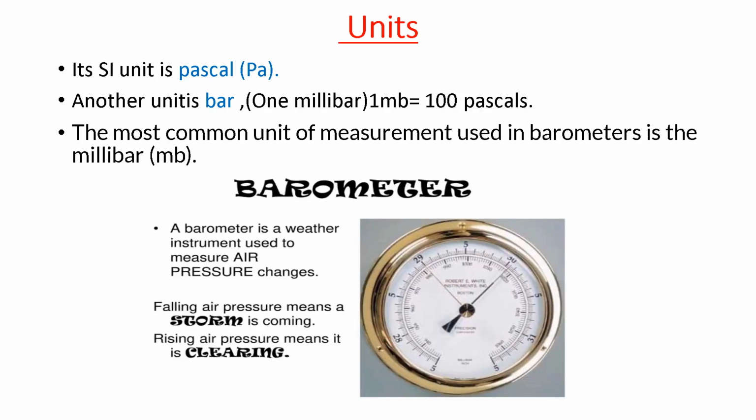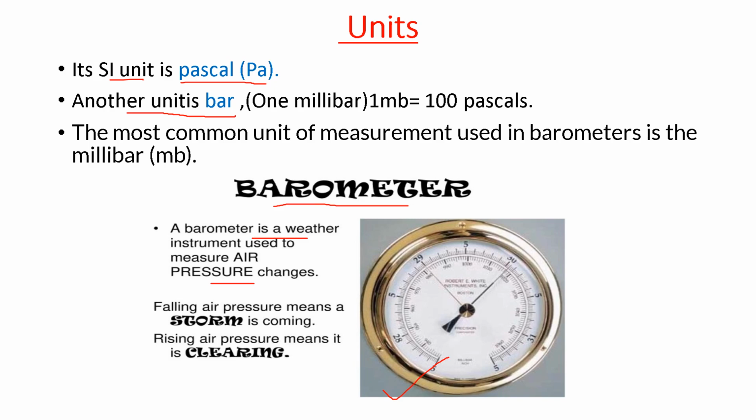Let's move to the units of atmospheric pressure. The SI unit of atmospheric pressure is the Pascal, denoted by Pa, capital P and small a. There are other units, such as bar. The device commonly used for measuring atmospheric pressure is known as a barometer. Here you can see a figure of a barometer. It has a needle which points at different numbers to give the value of atmospheric pressure, and it is usually used to measure air pressure.